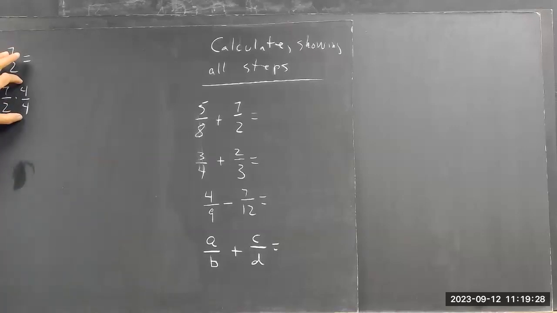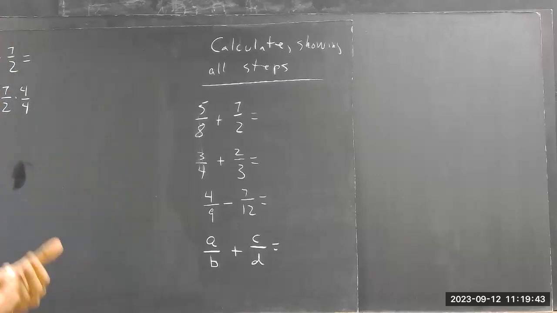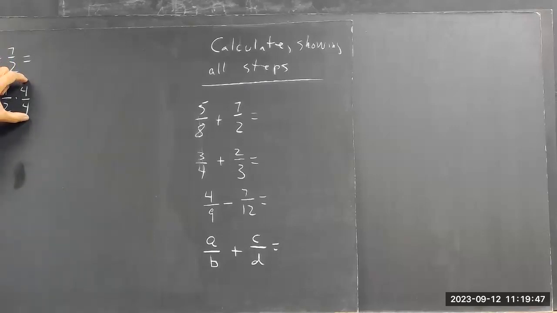I multiplied by 4/4, which doesn't change the value of 7/2. It just looks different. It's going to be 28/8, but 28/8 is exactly the same thing as 7/2. You divide both numerator and denominator by 4, and you simplify it down to 7/2. The reason that works is because 4/4 is just 1, so we've essentially multiplied by 1 here.